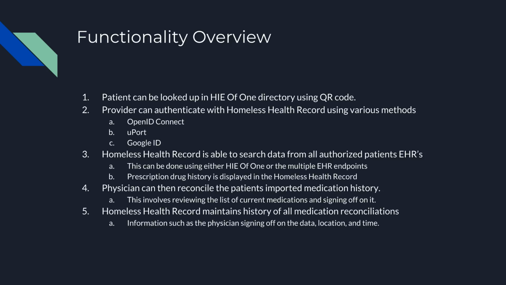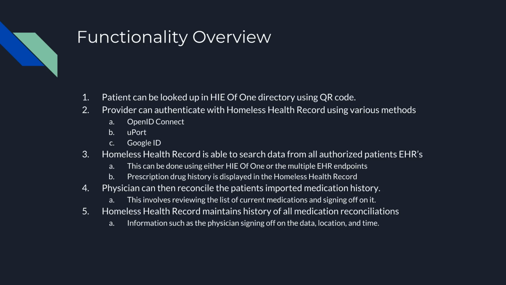So starting out, the functionality overview. The patient can be looked up in the HIE of One directory using a QR code. HIE of One is the Health Information Exchange. It's actually developed by two of our external mentors. It's a blockchain solution to enable patients to manage their own health records. So we want to be able to use QR codes to see if the patient has an account within HIE of One. After that's been decided, the provider can then authenticate with the homeless health record using various methods seen below.